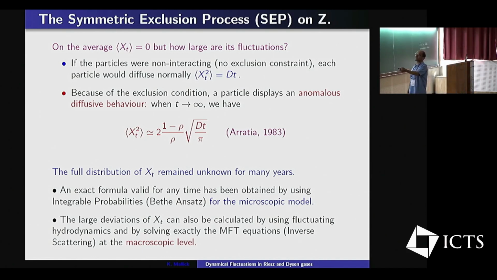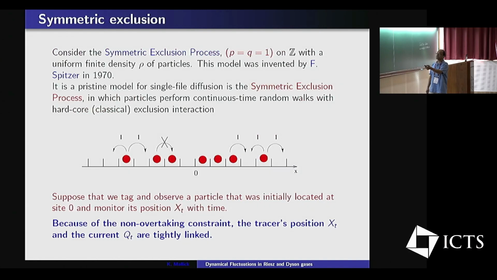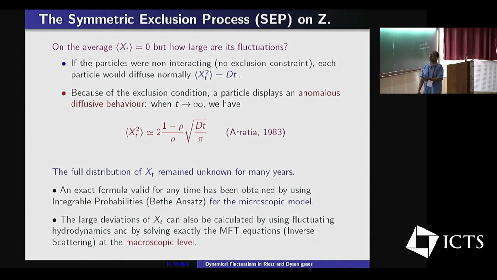And only recently, an exact formula valid for any time has been obtained for x of t, for the exclusion process, for the microscopic model. And in parallel, just a year later, a coarse-grained description using fluctuating hydrodynamics and this macroscopic fluctuation theory that I'm going to tell you about allowed us to retrieve these results macroscopically. So this is a very nice, if you want, academic, mathematical example, in which we have a full understanding at the microscopic level.